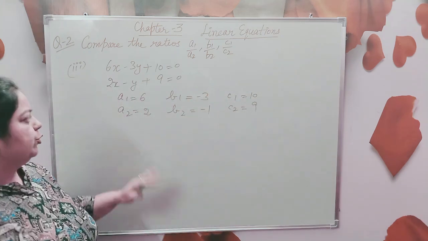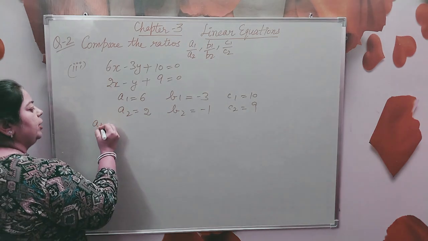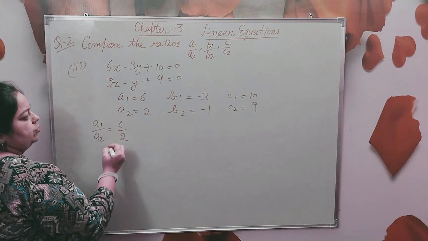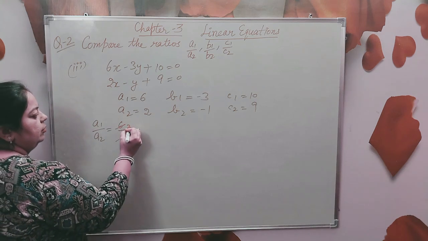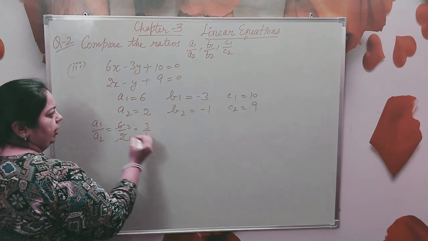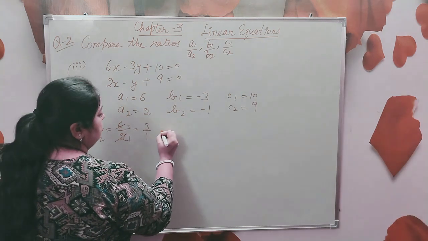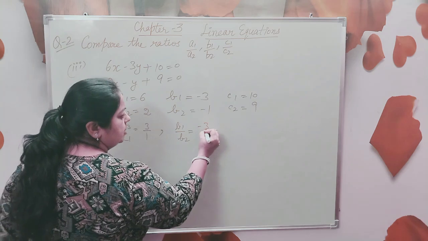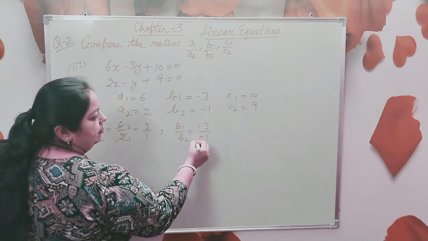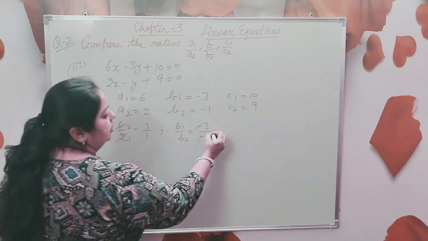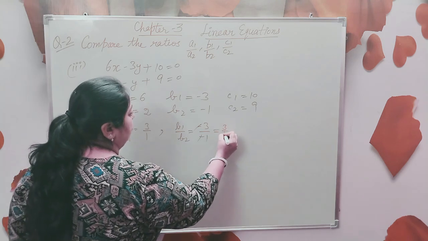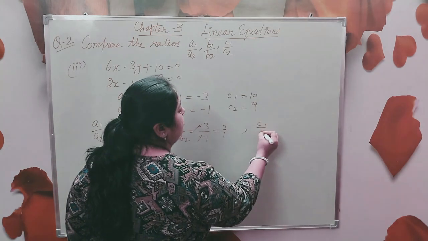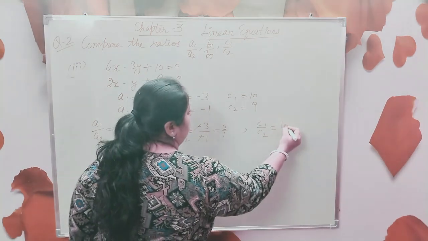Now we compare the ratios. a1 upon a2, 6 upon 2. So we do the cutting here. 3 upon 1. Next b1 upon b2, minus 3 upon minus 1. Minus minus we cut and we are having 3 upon 1. After that c1 upon c2, 10 upon 9.